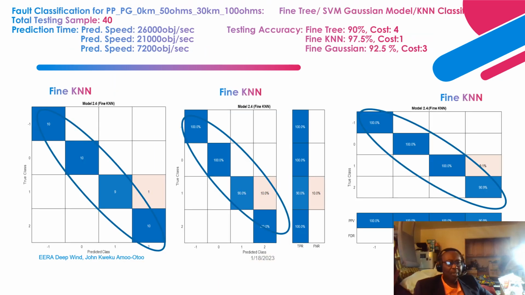Next, let's talk about the testing of the sample. I selected 2%, so that gave me about 40 samples to test. In testing, for fine tree I obtained 90% testing accuracy, and fine KNN about 97.5%. As you can tell, fine KNN gave me the best testing accuracy. That is why I was saying that the best algorithm is between fine KNN and fine tree.